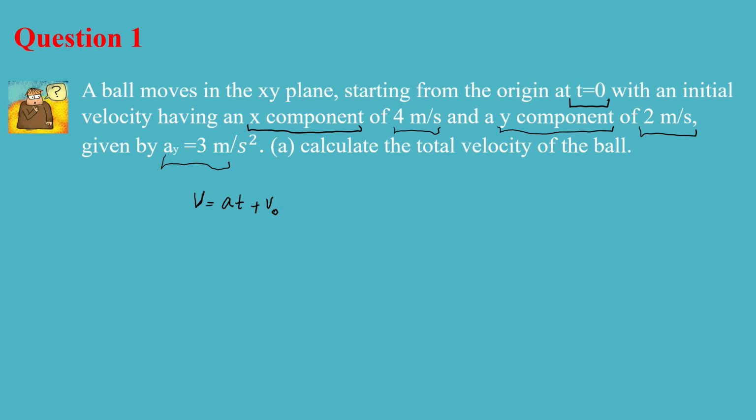But here, be careful, you have two directions, x and y. So let's write it down for x first. Vx is going to be Ax t plus V naught. In this problem, I don't have any parameter for Ax, so that means I don't have any acceleration. So this part is going to be 0, and my V naught is going to be 4. So my Vx is going to be 4.